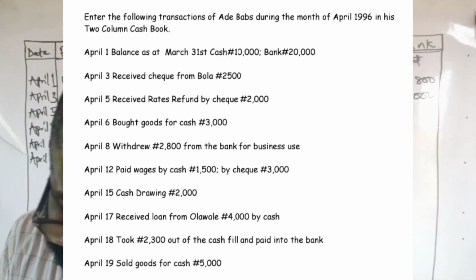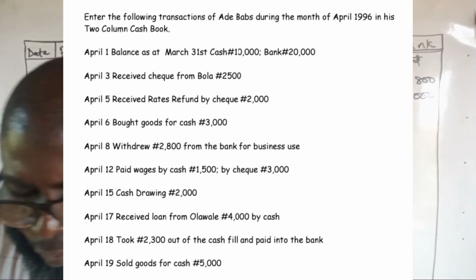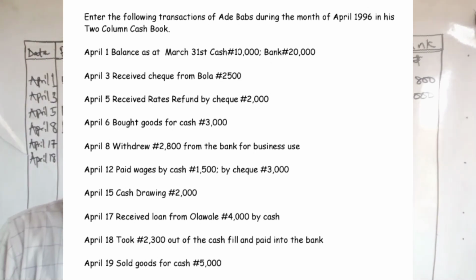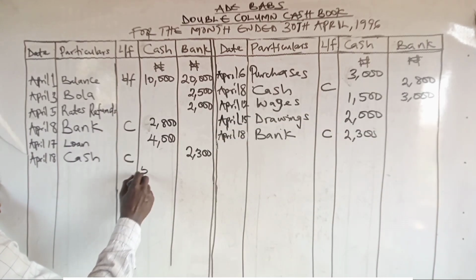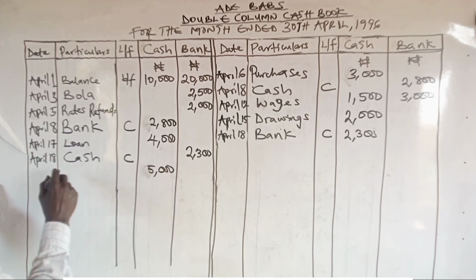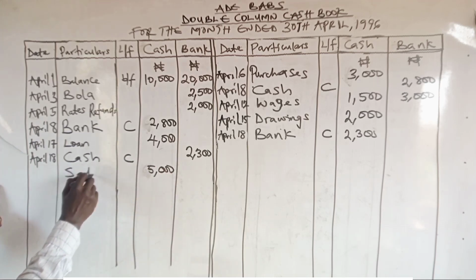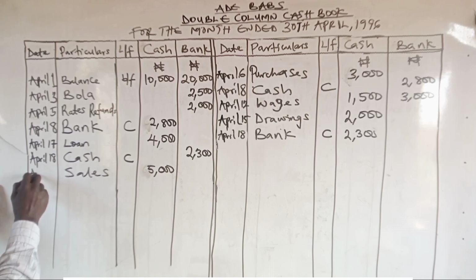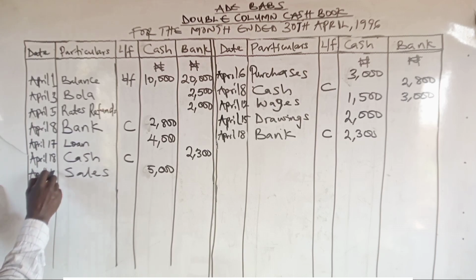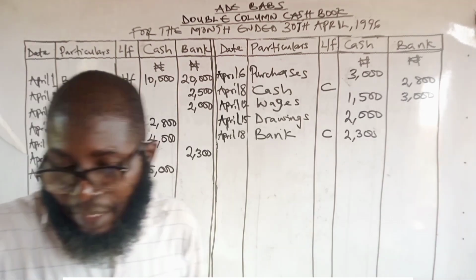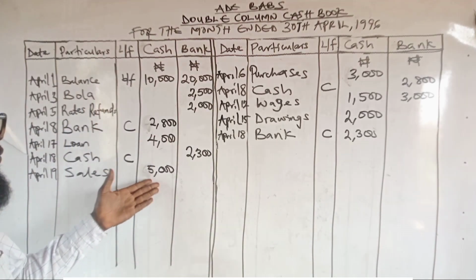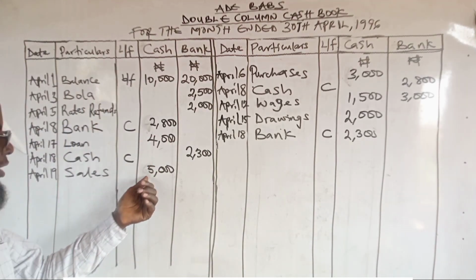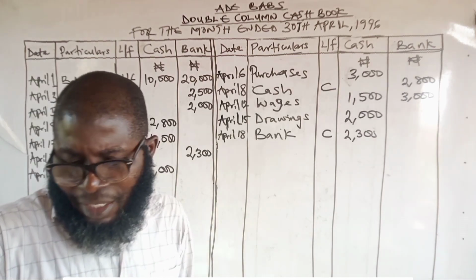Now, April 19. Sold goods for cash, 5,000 naira. 5,000 naira cash. You write it here. April 19, sold goods for cash. Meaning that I sold goods for cash. That money comes in. That is the reason we have it on the debit side.